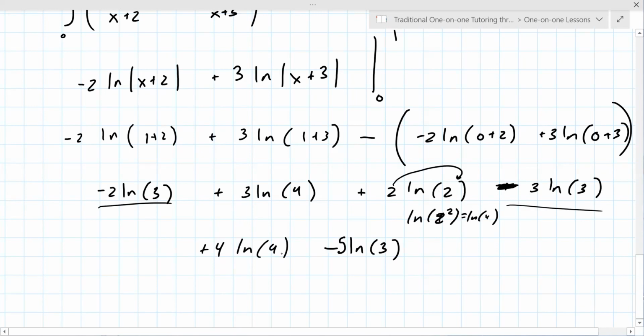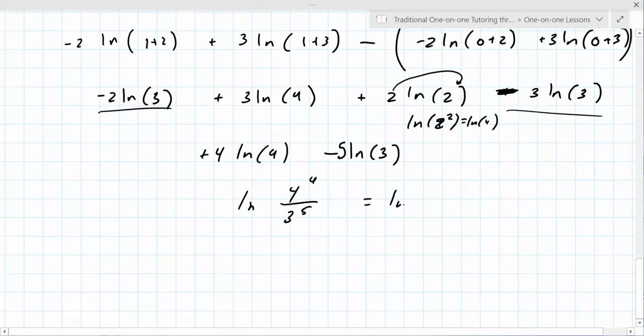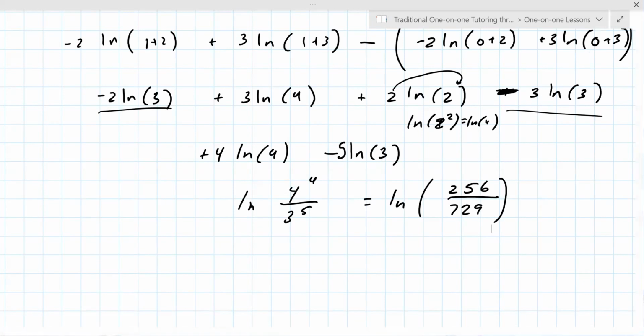And then you could, I mean, I don't think you need to do all this, but I think you might be expected to go here, but you could bring the 4 up here. So it's 4 to the 4th over 3 to the 5th, and then combine them. Okay. You might see in the back of your book, it's 256 over 729, something like that. Okay. Anyway, this isn't calculus. This is all just other stuff.